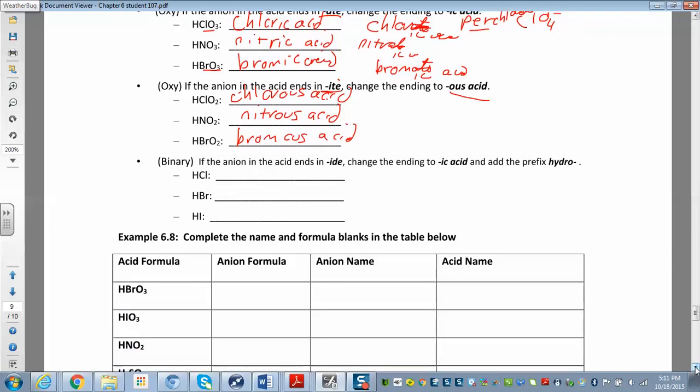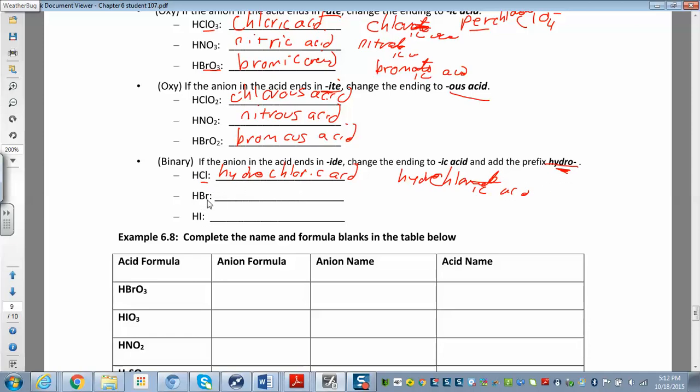Now binary acids are a little bit different. You look over here, this is chloride because it's the chloride ion. If it ends in ide, you're changing the ending to ic acid, but you also have to add a prefix, and that prefix is hydro. So this is hydrochloric acid. I took the chloride, dropped the ide, changed it to ic acid, and then added the prefix hydro. So only the binary acids are going to have the hydro in it. The ones that don't have oxygen are going to have hydro.